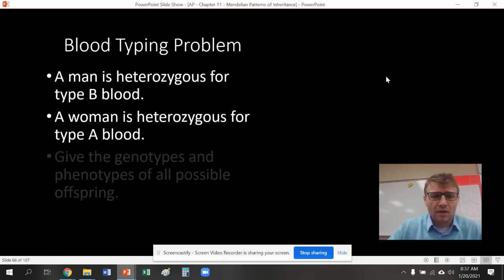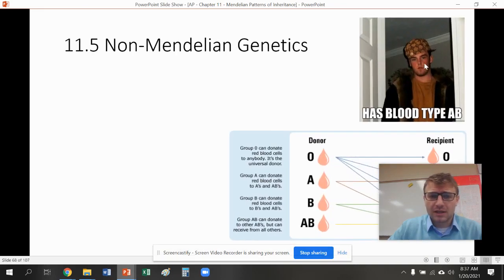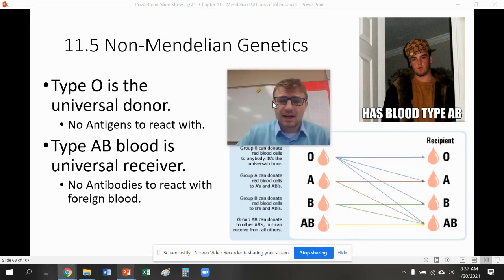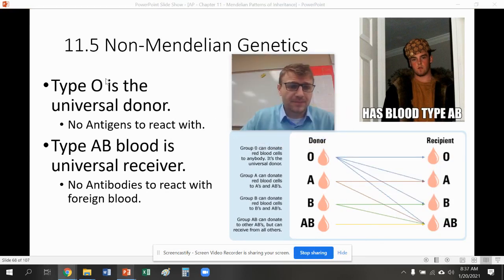So I'm not going to go through all of these. I will go through them in class, but just understand that you'll have to do these Punnett squares with the ABO blood system, and you get a lot of practice with the packet. Type O blood is a universal donor, like I said, because they have no antigens. Type AB blood is a universal receiver because, again, they don't have any antibodies and they have both A and B antigens on their blood.